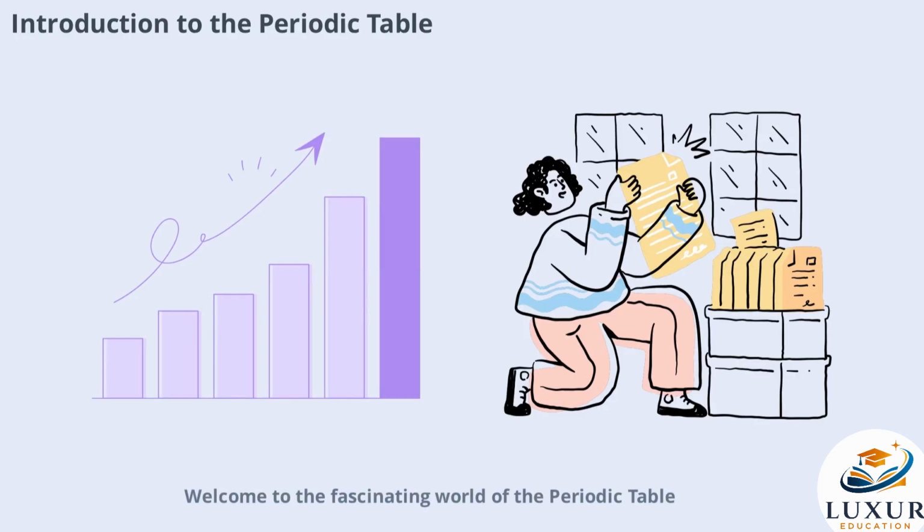Welcome to the fascinating world of the periodic table, one of the most important concepts in chemistry. The periodic table is not just a chart, it's a powerful tool that organizes all known chemical elements in a way that reveals patterns and relationships. Whether you're a student, a researcher, or simply curious about how matter is structured, understanding the periodic table is essential. It helps us see that elements are not random, but belong to families with similar properties.